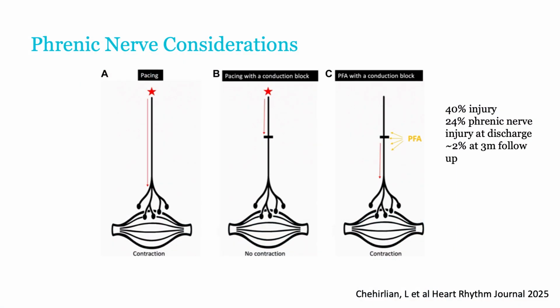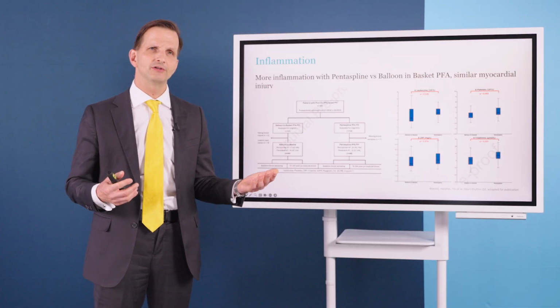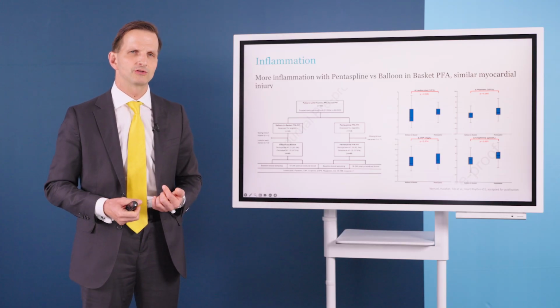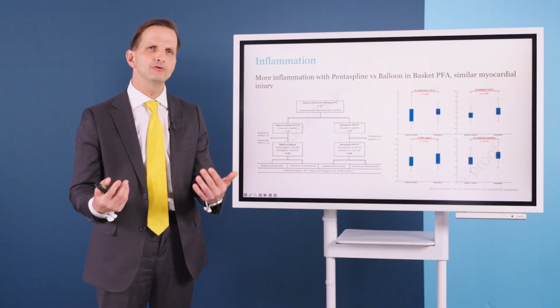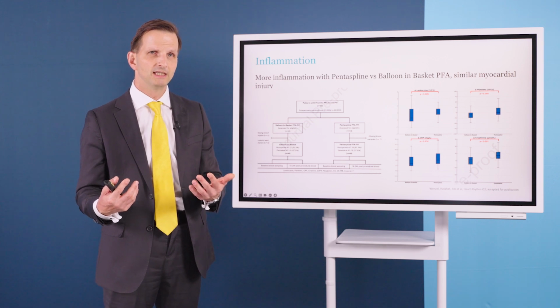However, there has been a recent publication where they described a 40% injury of the phrenic nerve, and 24% of the phrenic nerve injury persisted at discharge, and at 3 months follow-up there was still one patient with persistent phrenic nerve injury. What about inflammation? In general, inflammation appears to be much less pronounced as compared to thermal ablation. That's why we probably in the future will reduce the blanking period in patients undergoing PFA ablation.